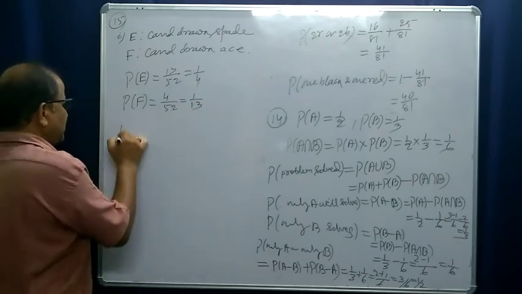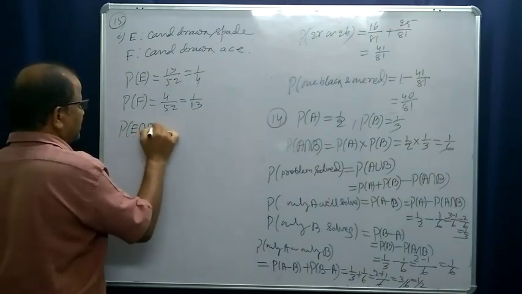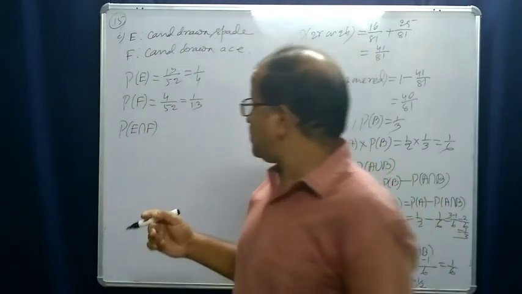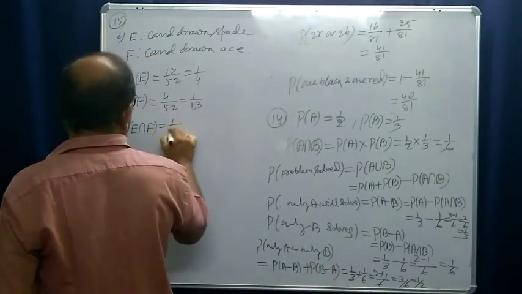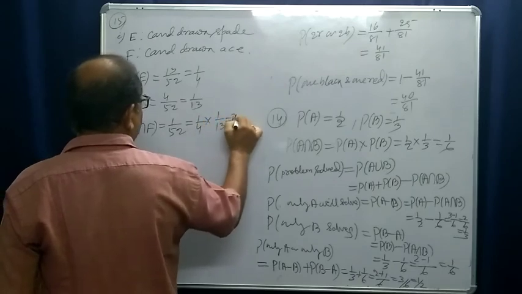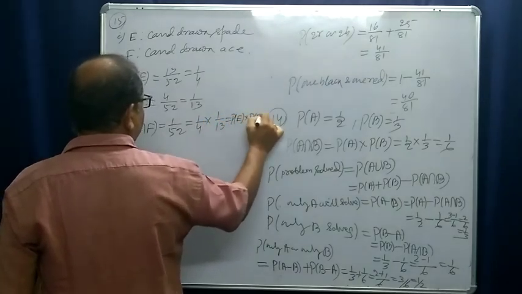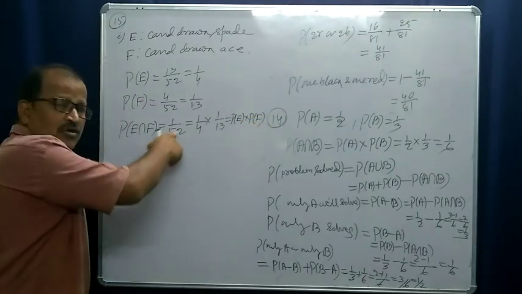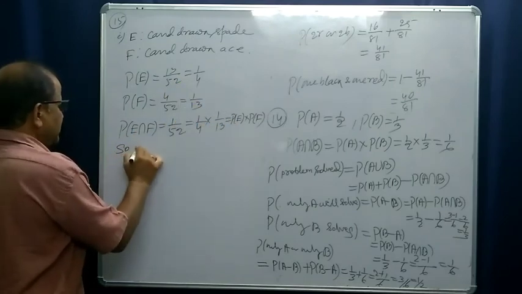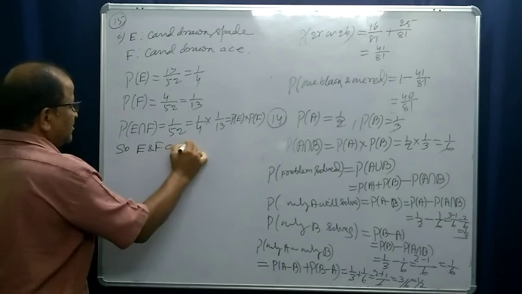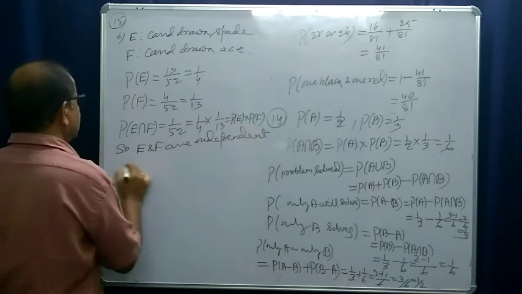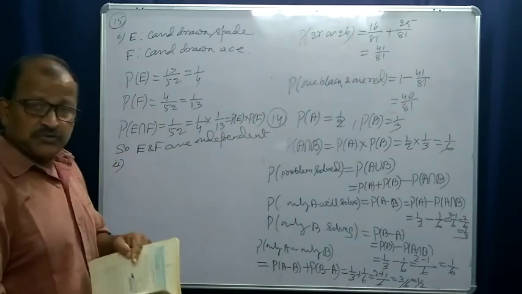Now probability of E intersection F. It must be a spade and an ace. That means it is 1 by 52. And this can be written as 1 by 4 into 1 by 13, that is probability of E into probability of F. So E and F are independent in this case.